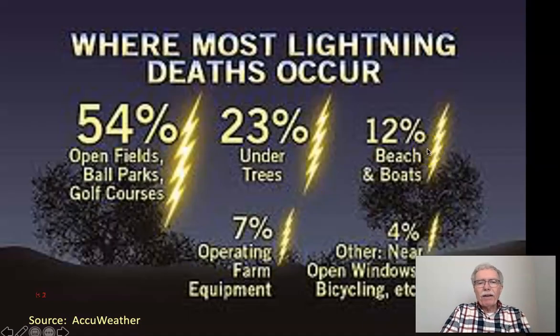As you can see from this graphic, 54% of all lightning-related deaths happen outside in the open. Get out of there. 23% under trees, 12% on the beach or in boats. If you're on a lake in a rowboat, get to shore. You are the tallest thing on the lake. Get away from there. Farm equipment and others, even standing next to an open window, has its risks.